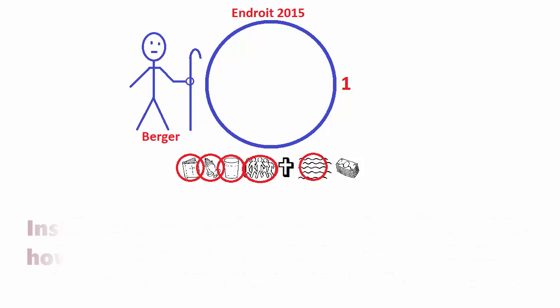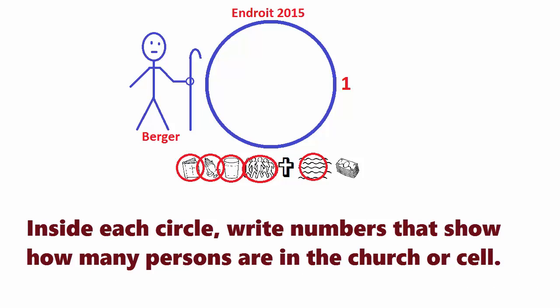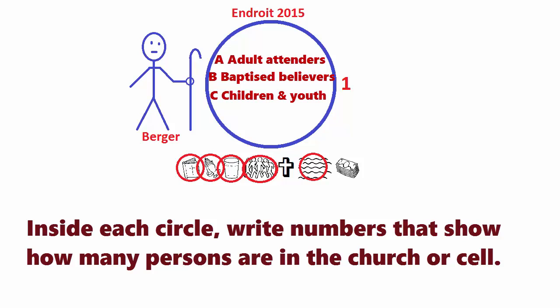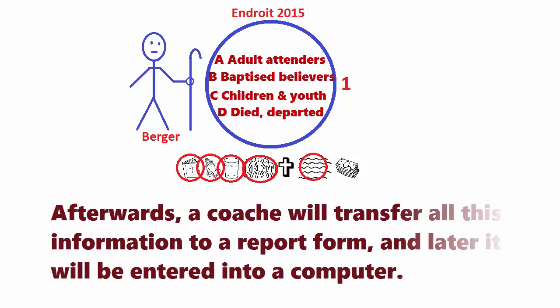Inside each circle, write numbers that show how many persons are in the church or cell. A. Adult attenders. B. Baptized believers. C. Children and youth. D. Died or departed. A complete church or cell drawing might look like this. Afterwards, a coach will transfer all this information to a report form, and later it will be entered into a computer.